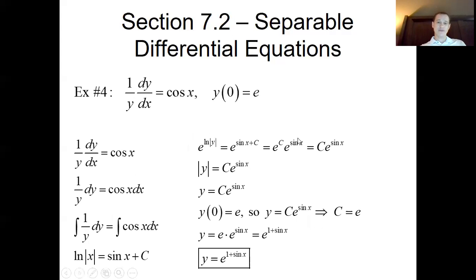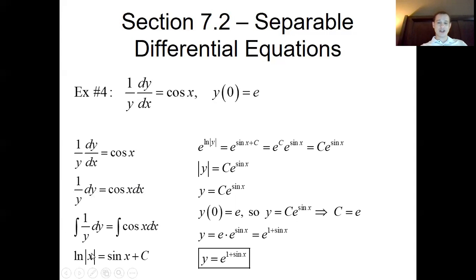And the last example from just the lesson is this one. 1 over y dy over dx is cosine of x. So again, start off by multiplying by dx. And when you do, great. All the x stuff is on the right and all the y stuff is on the left. It's already separated. Awesome. So we'll slap some integrals on this thing.